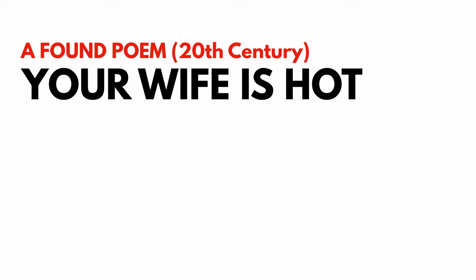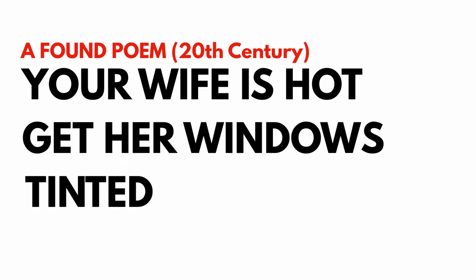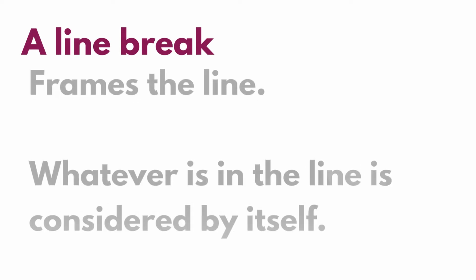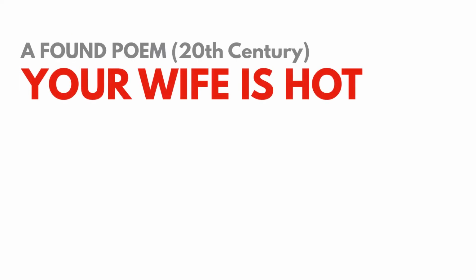So, the first line, your wife is hot. Get her windows tinted. Your wife is hot. Get her windows tinted. A line break frames the line. Whatever is in the line is considered by itself. So when we look at the first line of this poem, your wife is hot, the line stands alone, and we're asked to imagine its meaning by itself.